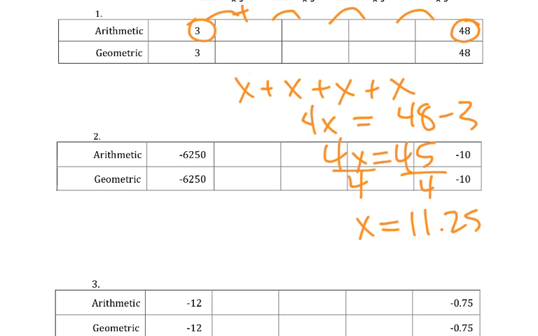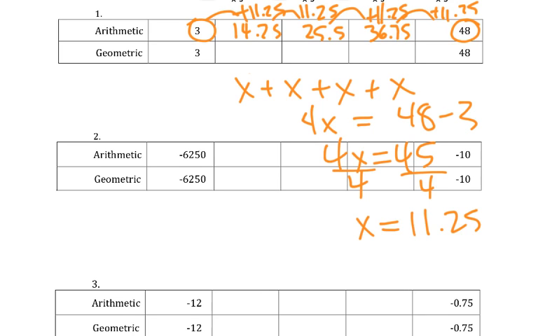So if I added 11.25, we'd get 14.25, plus 11.25 would give us 25.5, plus 11.25 would give us 36.75, plus 11.25 would give us 48.